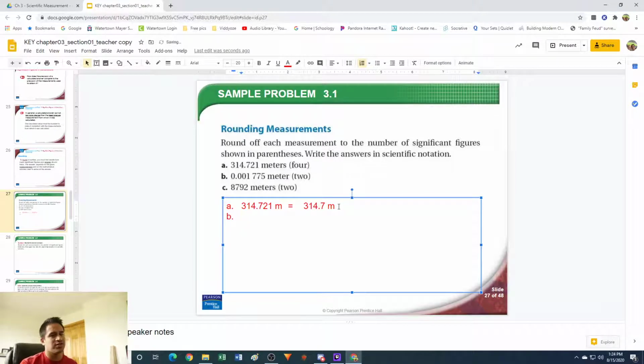We'll do these next ones also just to get some more practice. So, 0.001775 meters rounded to 2 significant figures.